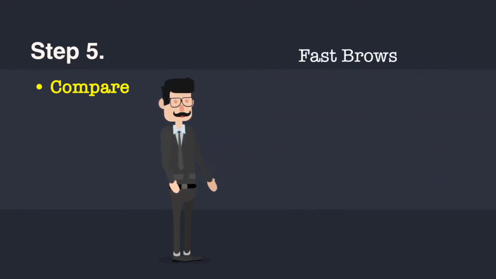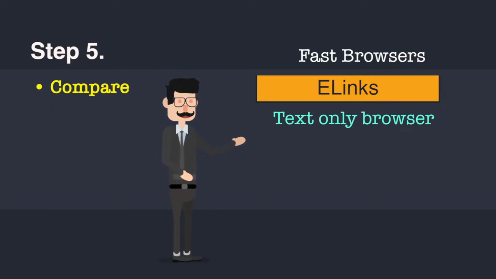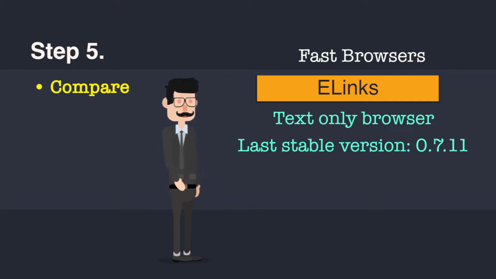And suppose your primary concern is speed and you want browsers that can serve you pages faster than fast, you can actually consider a text-based browser which is very popular. The name is eLinks. This is a text-only browser. So it will not process graphics, it will not process images, but it can give you pure text, which is fast to process, fast as an experience. The last stable version of this particular browser is 0.7.11. It is available on its website. You can search for eLinks in Google and then download it.